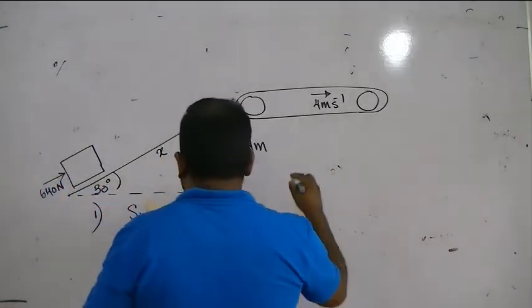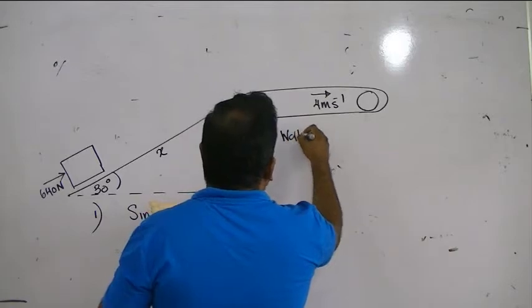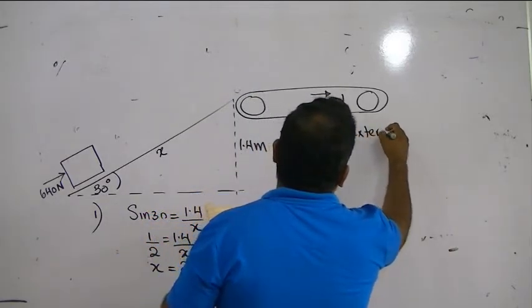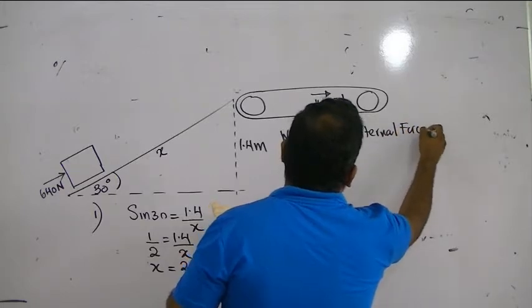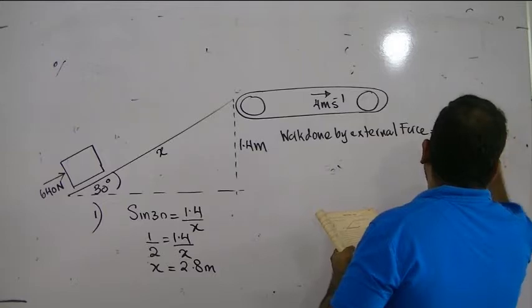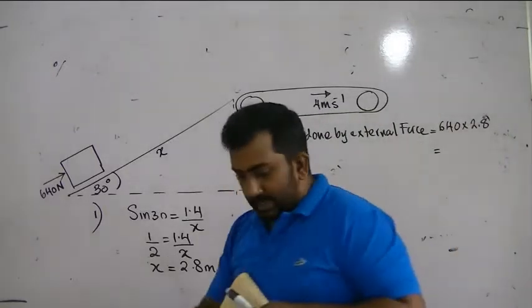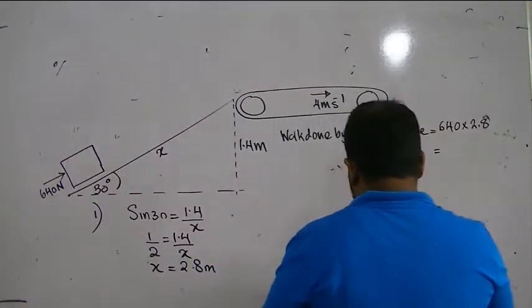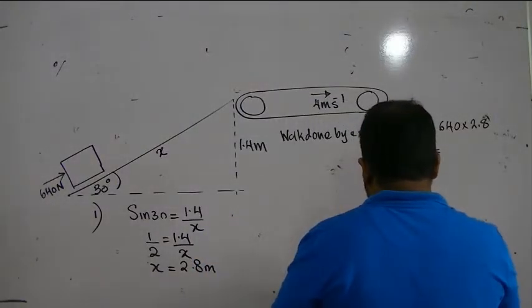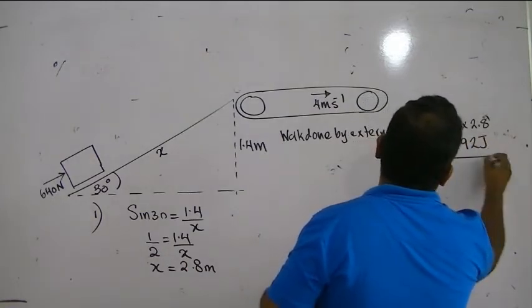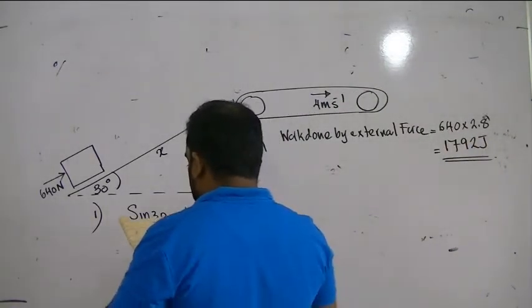So here you can write work done by the external force. Work done by external force is going to be how much? 640 into 2.8, if you multiply it. That is 1792 joules.